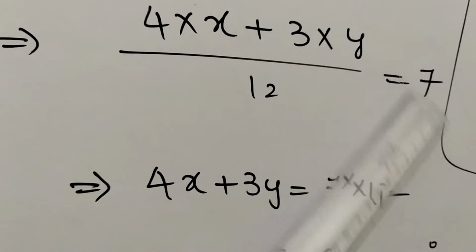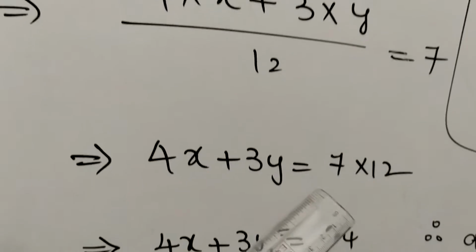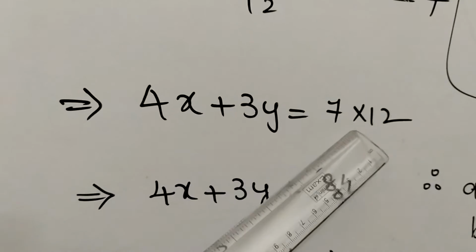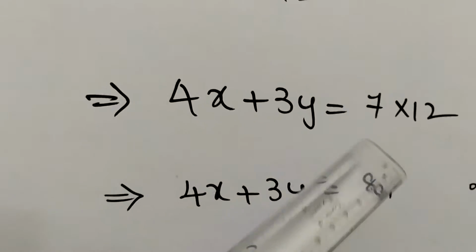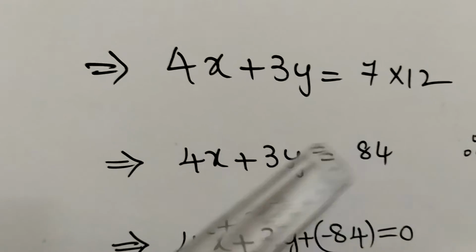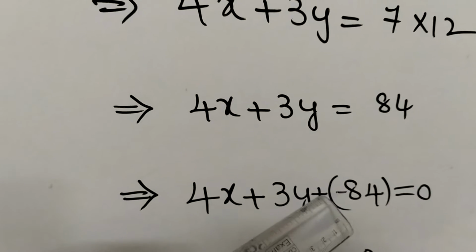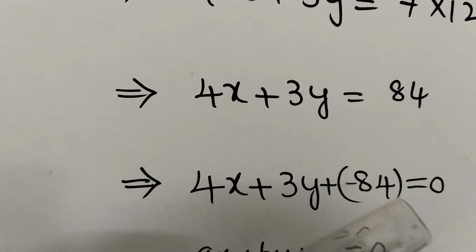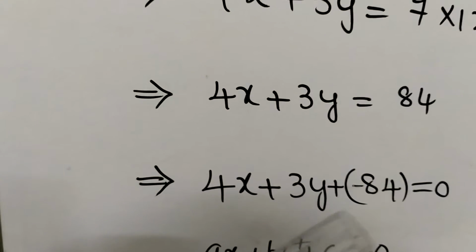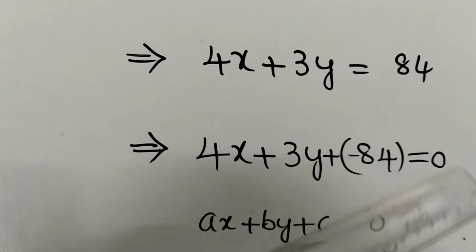Here also we have to do the cross multiplication. Now 4x plus 3y, 7 into 12, that is 12 7s are 84. Take this 84 this side, it will become minus 84. So for this minus 84 I am writing plus of minus 84. Therefore 4x plus 3y plus of minus 84 equals to 0.